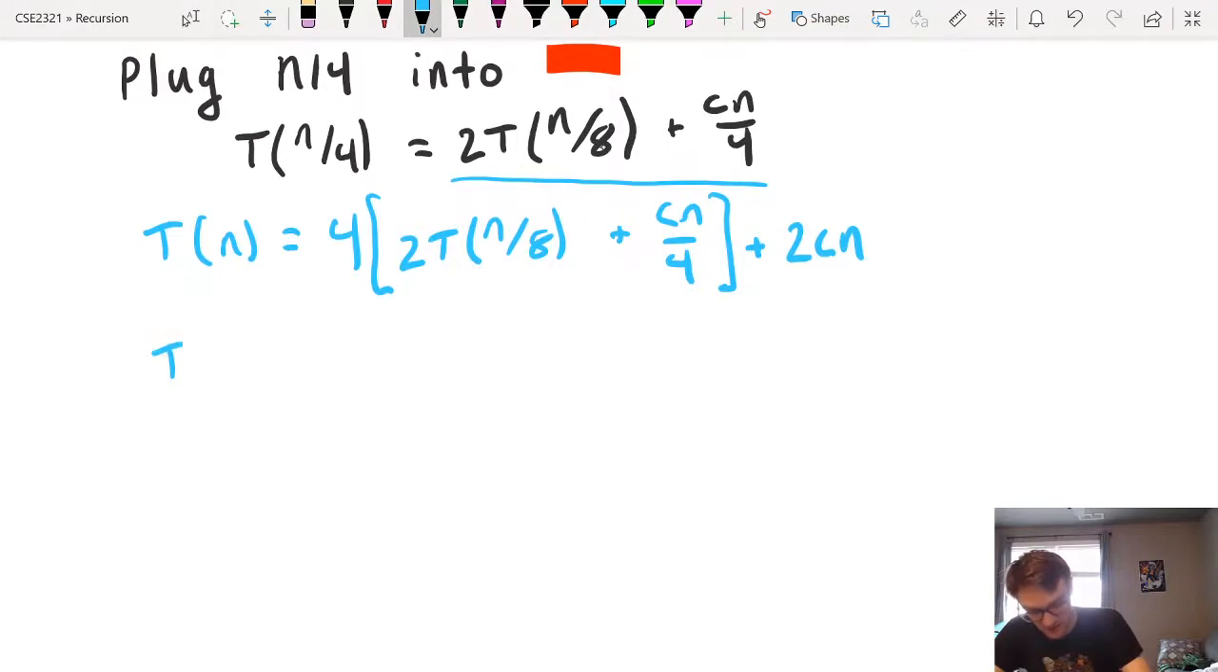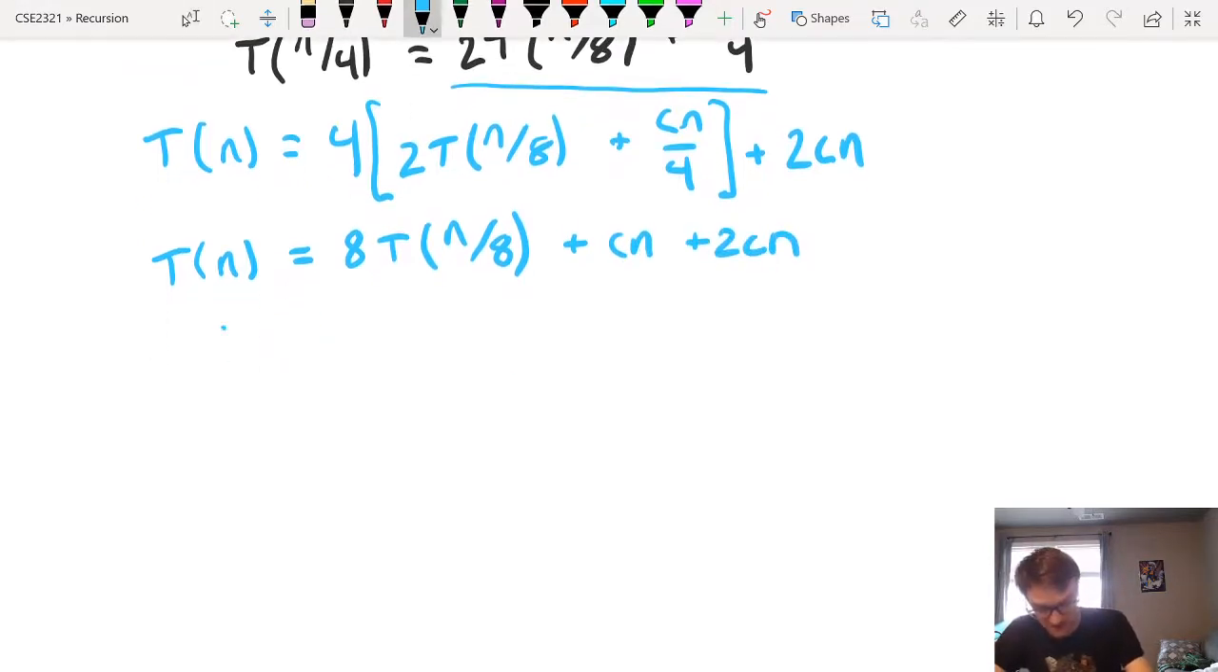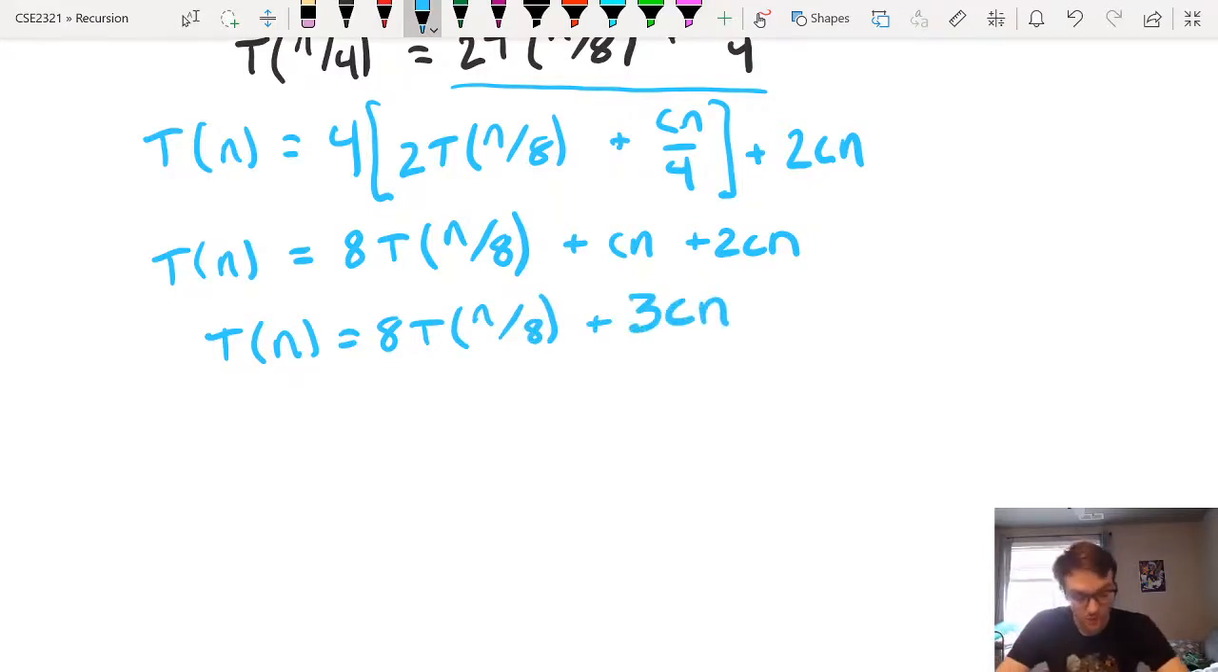We get t of n is equal to 8 t of n over 8 plus 4 times cn over 4 is just cn plus 2cn, and just like we did before, let's group together those last couple of terms. T of n equals 8 t of n over 8 plus 3cn. So, we've done a couple of substitutions, now we need to identify a pattern.